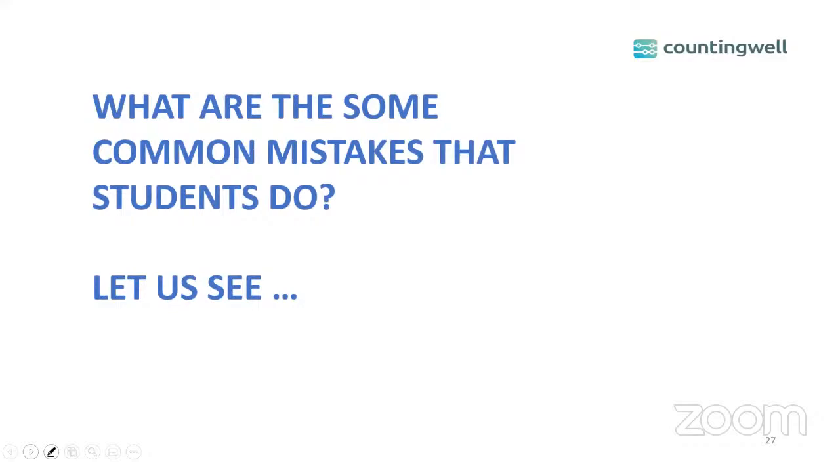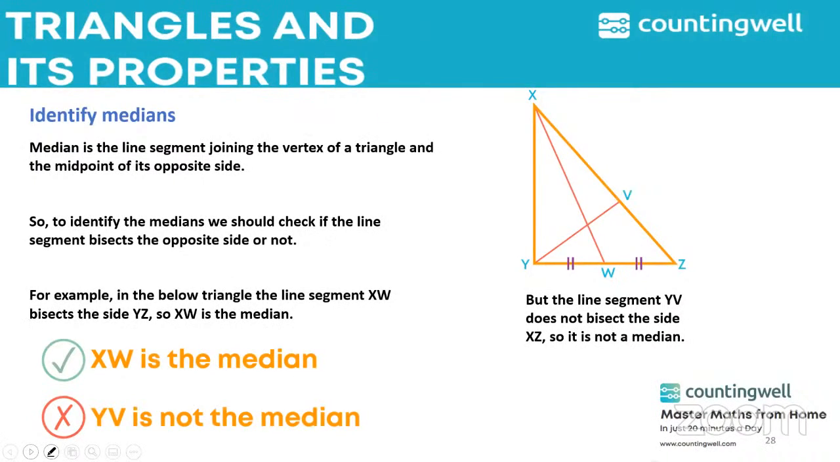Now let us see some common mistakes that students make for these two chapters. Yes, identifying median and identifying altitude. First is median. Median is the line segment joining the vertex of a triangle and the midpoint of the opposite side. So to identify a median, we should check if the line segment bisects the opposite side or not. So we say XW is a median if W bisects the side YZ into two equal parts.